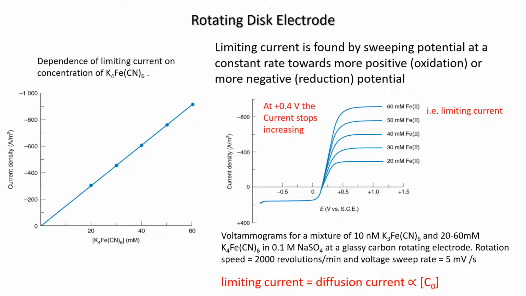So the measured limiting currents of the known standards can then be plotted against concentration to obtain a calibration curve, and this can be used to quantify the analyte in unknown solutions from the limiting currents obtained for these unknown solutions.